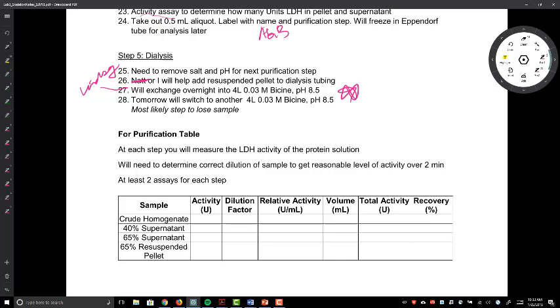And so finally, at the end of lab, before you leave, I want you to have your purification table started, and Lindsay or myself needs to look at your purification table before you leave. So you're going to have your crude homogenate, your 40% super, your 65% super, and then your 65 resuspended pellet, and you'll have determined the activity, the dilution factor, so how you diluted your stock enzyme before you put it into the activity assay, as well as the relative activity, the volume in milliliters, the total activity, and the percent recovery. And so we can take a look at that, and then you can ask any questions before you leave.